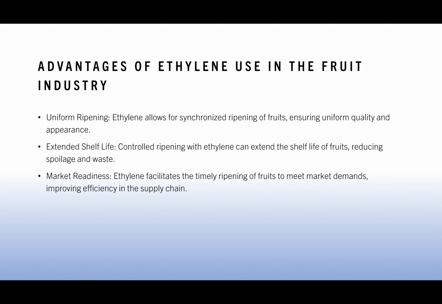What this basically means is if we know that ethylene is causing the ripening, we can know how to inhibit ethylene to prevent ripening. So that's what we generally do on large ships going across the Atlantic and the Pacific carrying fruits, so they are still fresh. They inhibit ripening, and then when they reach the docks, they induce the ripening and then send them out. So for market readiness, ethylene facilitates the timely ripening of fruits to meet market demands and improves efficiency in the supply chain.